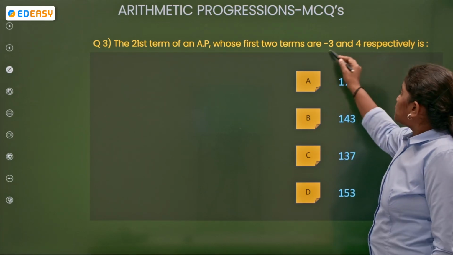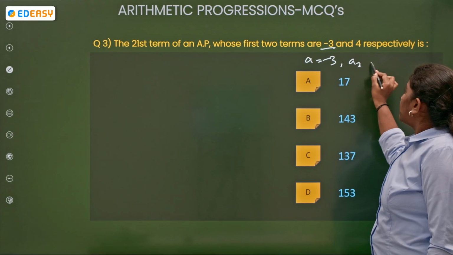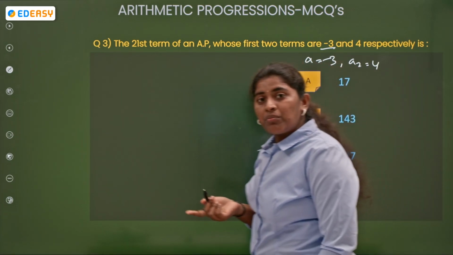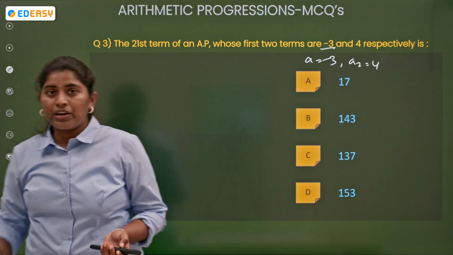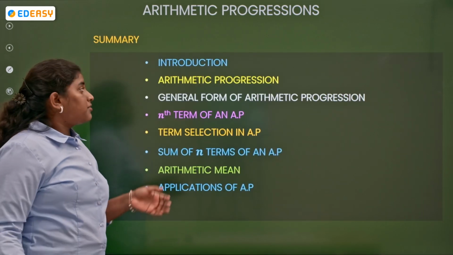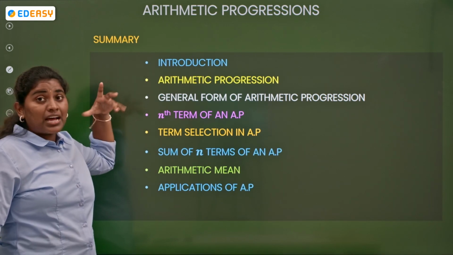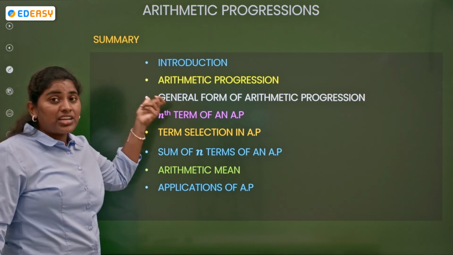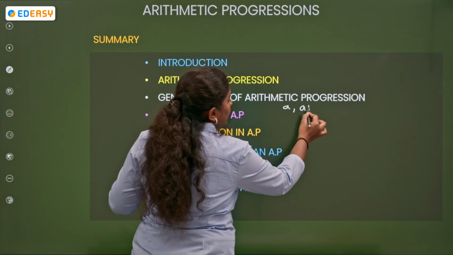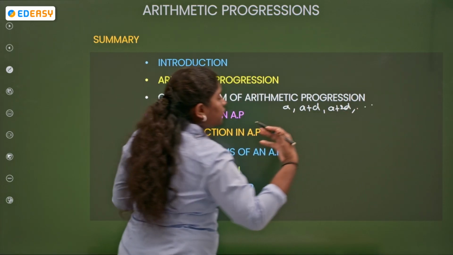They gave the first two terms. This is your A value, minus 3, and A2 they gave as 4. Find the common difference, take your AN formula and you will get the required 21st term. Okay, so finally coming to the summary. First of all we discussed the introduction, and then we discussed what is the arithmetic progression and the general form. General form we can take as A comma, A plus D comma, A plus 2D comma and so on till your AN.